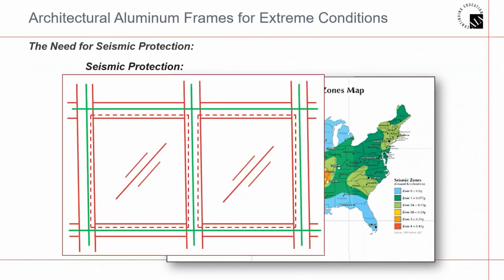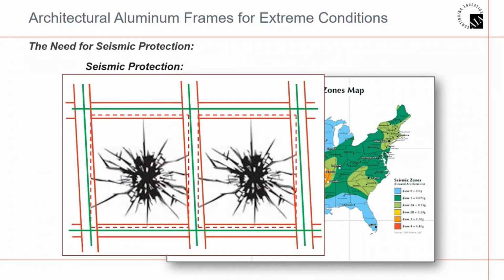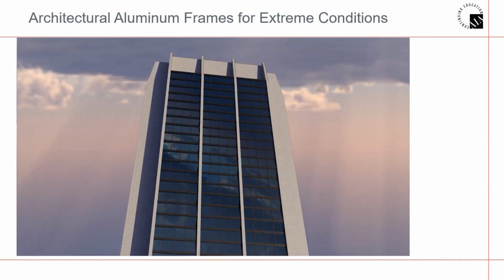So here you can see I've illustrated the verticals moving back and forth, and the glass sits on the horizontal. The horizontal doesn't typically move, it's the verticals. And as the verticals begin to move, as their sway increases, eventually they're going to hit the edge of the glass and start to break the glass.